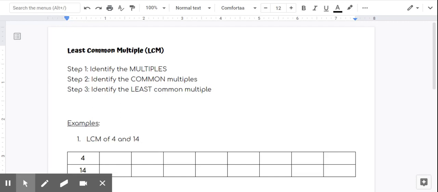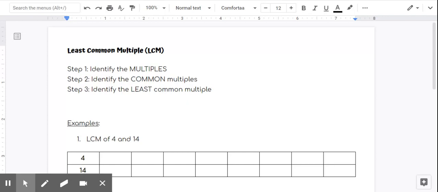Friends, in this video we are going to look at finding the least common multiple of two numbers. Now the least common multiple is sometimes also referred to as the LCM. That's just its acronym. So there are three steps to finding the LCM, or least common multiple.